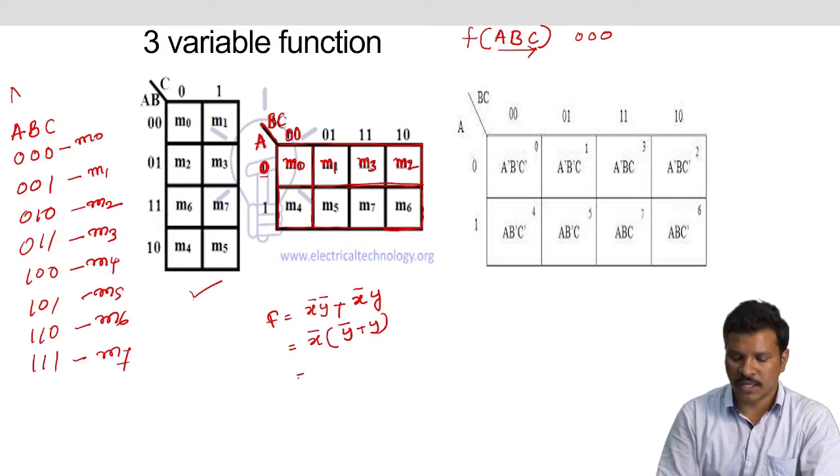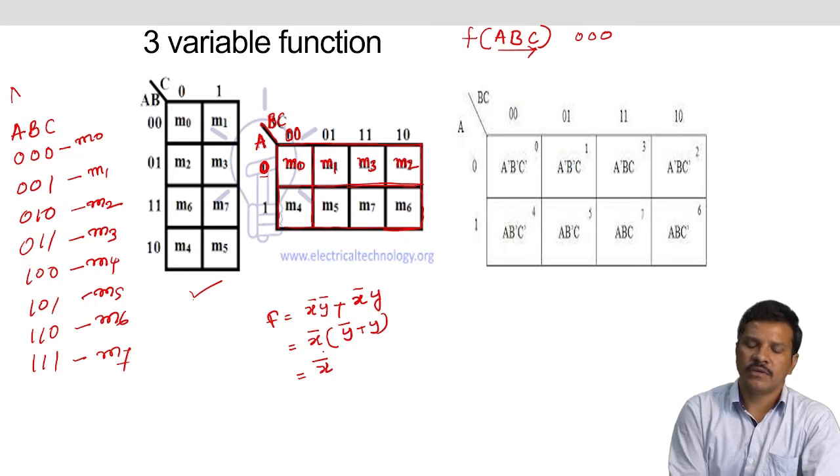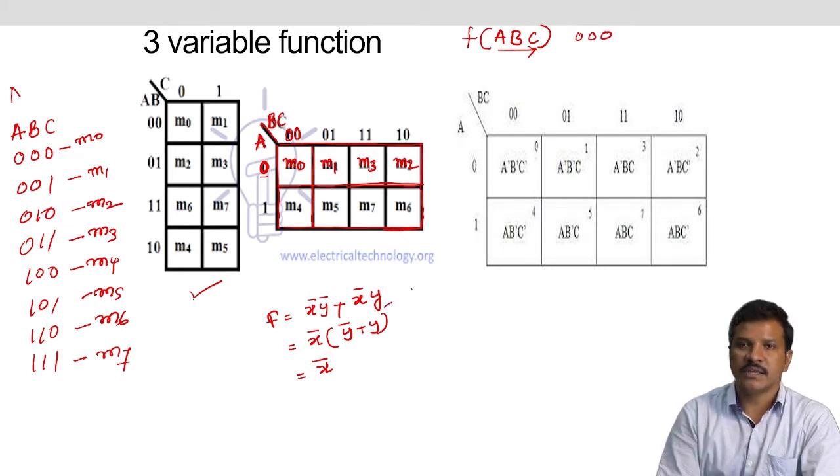So y bar y is nothing but 1. We can get the minimized function as x bar. This similar idea we see in this Karnaugh map sequence: whenever any one minterm and its neighboring or adjoining minterm differ, one variable changes, or one bit changes.